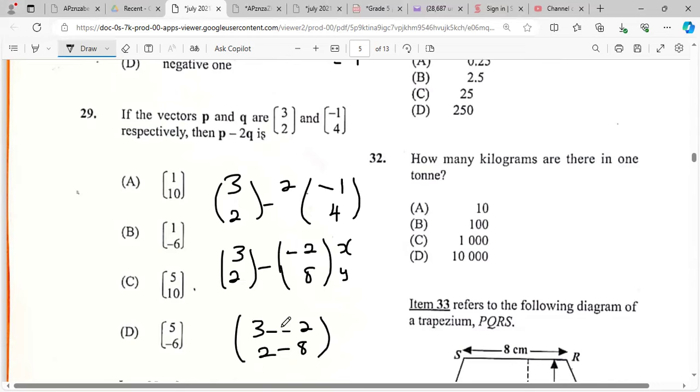So this becomes a plus. So 3 plus 2, that's 5. 2 minus 8, 8 is bigger. So that's a negative, and we subtract. So that's 5, -6.